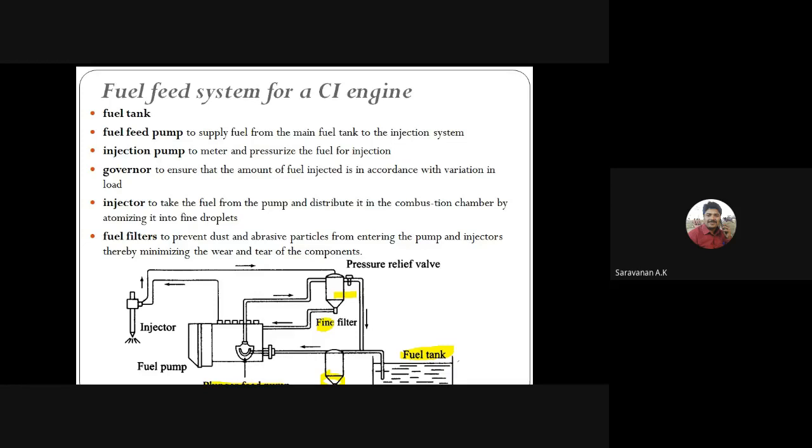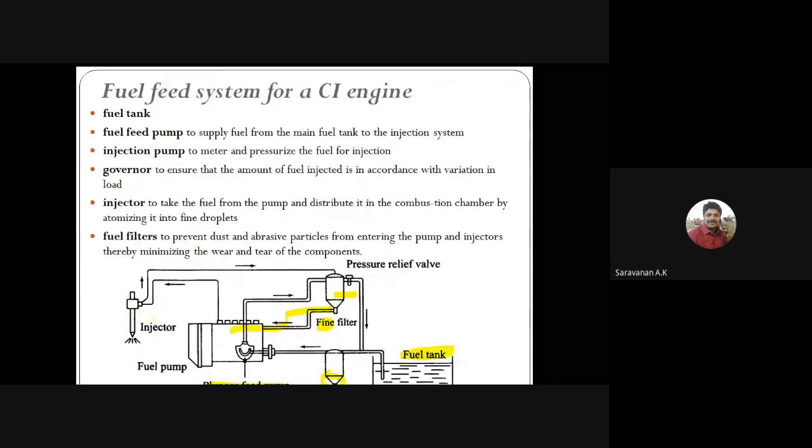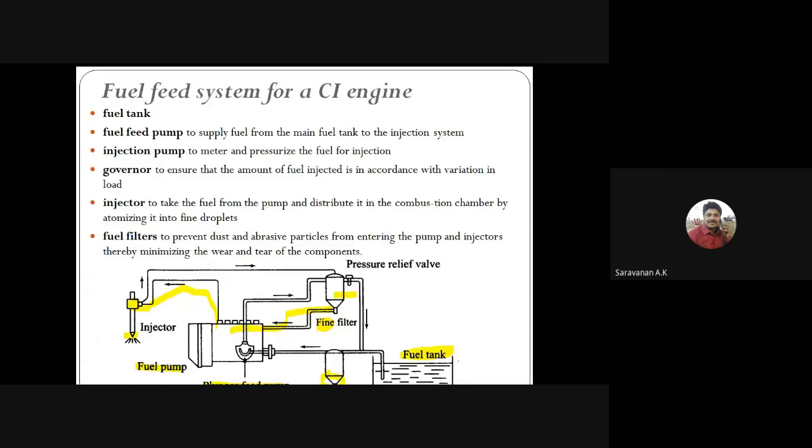After getting some pressurized fuel from the plunger feed pump, again it will be sent to the fuel pump, right? After that fuel pump, the fuel will be sent to the injection pump, right? So here it is the injection. Then from the injection pump, the fuel will come to the combustion chamber through a nozzle. That nozzle is called the injector, right? These are the major terms in the fuel feed systems.